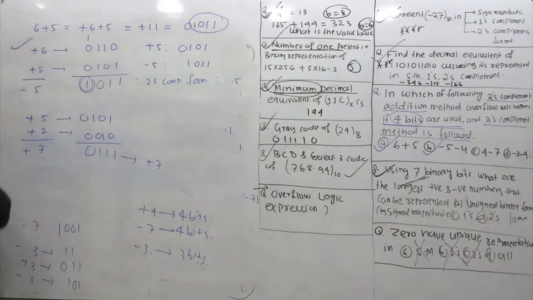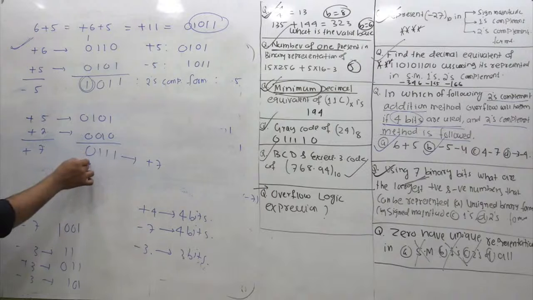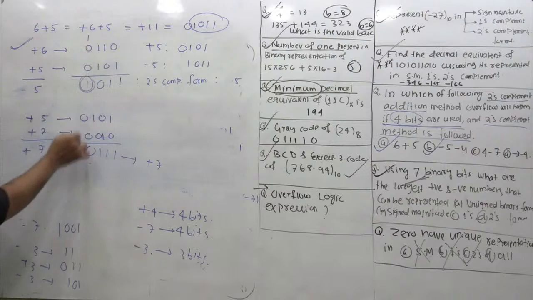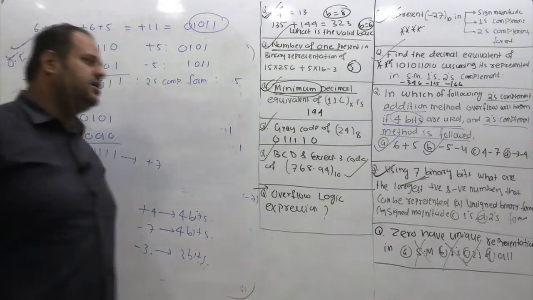So you can see if I am adding here, you can see 0, 0, and this is also 0. But in this case 0, 0, here we got it is 1. So in this case, no overflow is happening. In this case, overflow is happening. So that's what I wanted to tell.